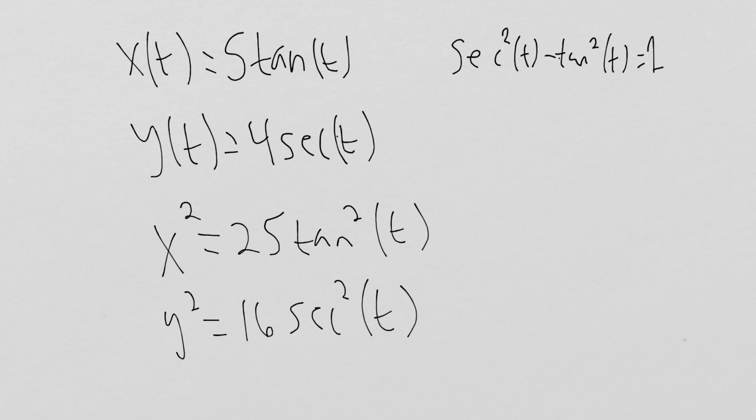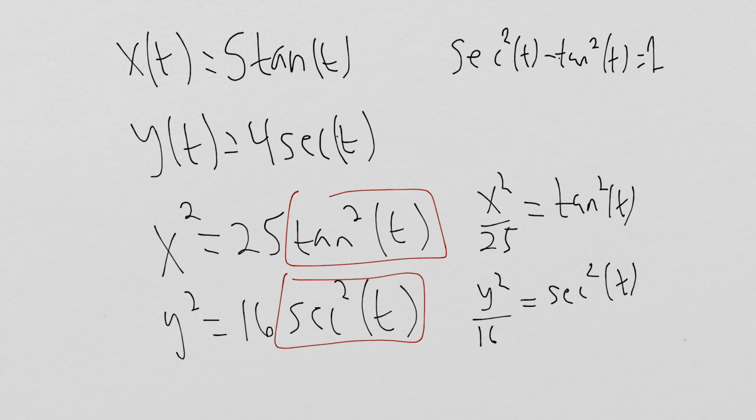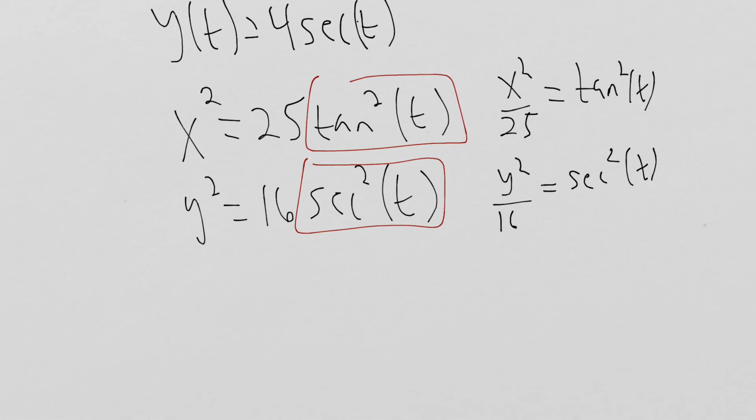Okay, again, we want secant squared minus tangent squared, so we have to divide by our coefficients. So we get x squared over 25 equals tan squared, and y squared over 16 equals sec squared. And now if we subtract them, we can just set them equal to 1 by our trig identity, making sure we do secant squared first: y squared over 16 minus x squared over 25 is equal to 1.